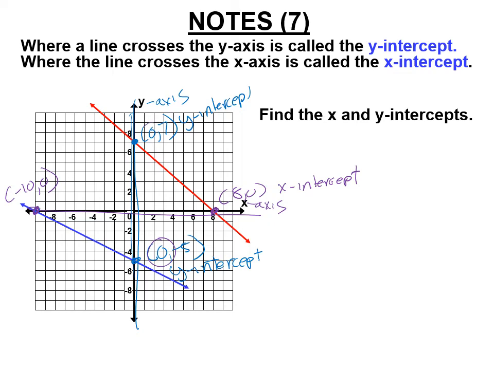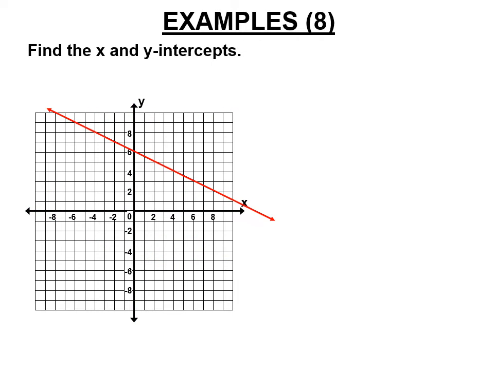Notice that y-intercepts will start with a 0 because they're on the y-axis. X-intercepts end in 0 because they're on the x-axis. Find the x and y-intercepts. Okay, so the y-intercept is right here, (0, 6). That's our y-intercept. It's where it crosses the y-axis.